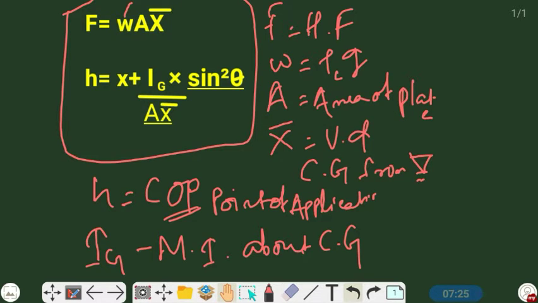One more thing I want to give you: this Ig for a rectangular plate is given by BD cubed by 12. B is the breadth, D is the depth. And let's solve the question right now.